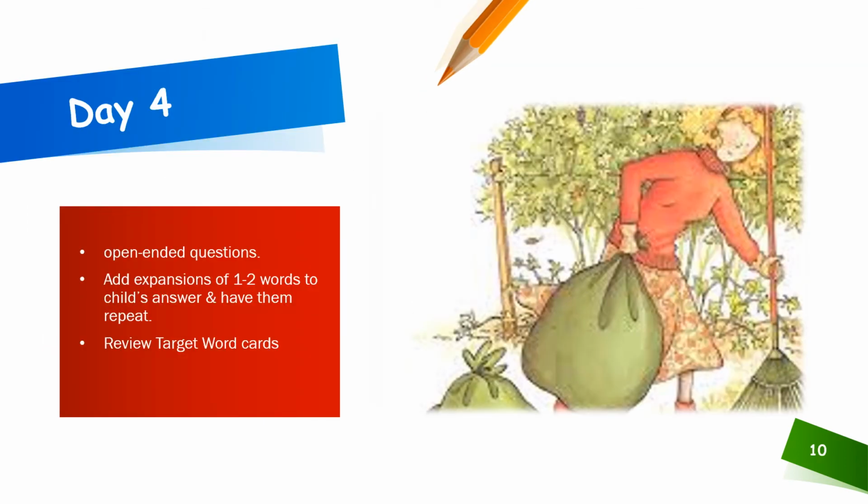So we've talked about day 4 already. On day 4, you're going to ask the open-ended questions that you have written down on your sticky notes that you have placed strategically in your book. Then you're going to add expansions of 1 to 2 words to the children's answer and have them repeat that back to you. Again, your goal is to give them more vocabulary and make their sentences longer as they respond to you. And then again, you're going to review those target word cards.